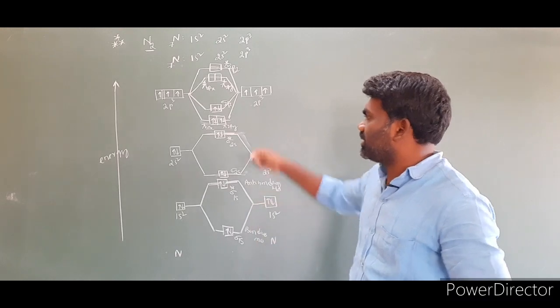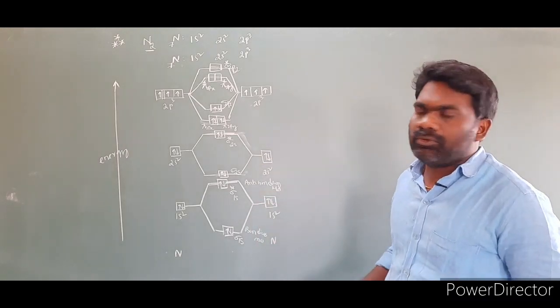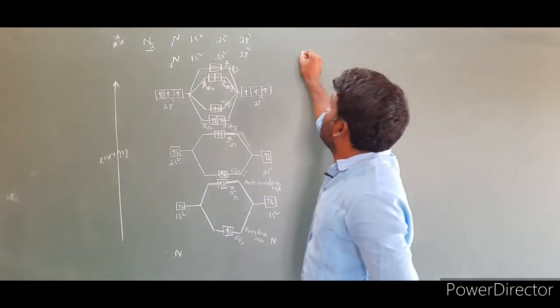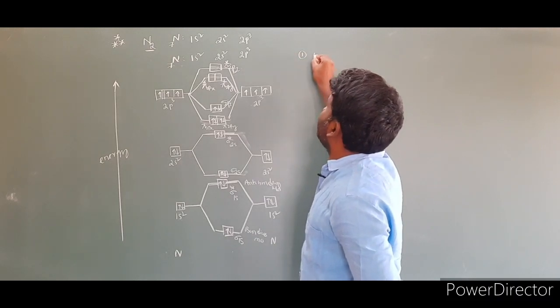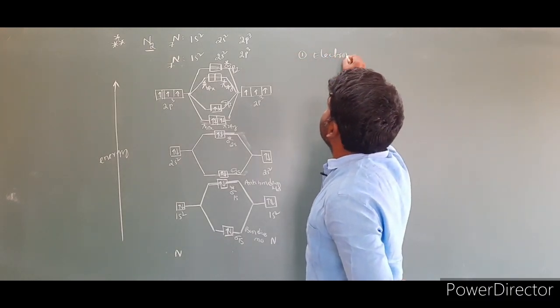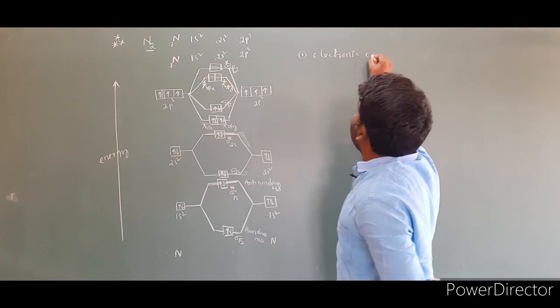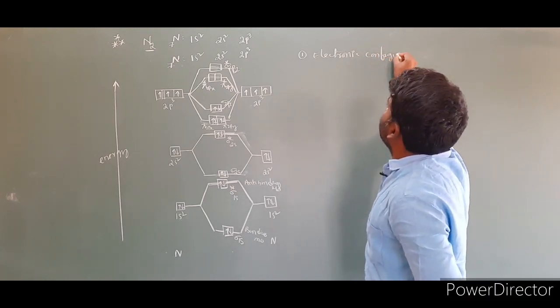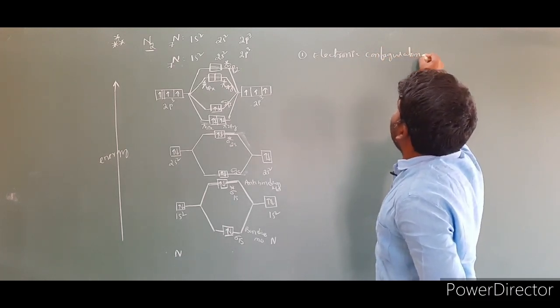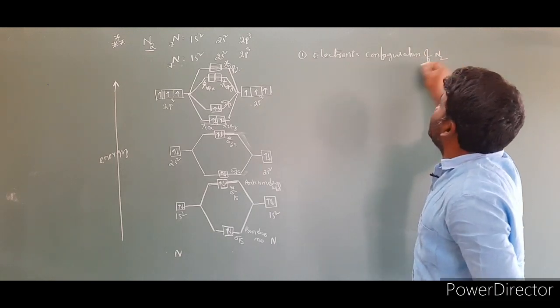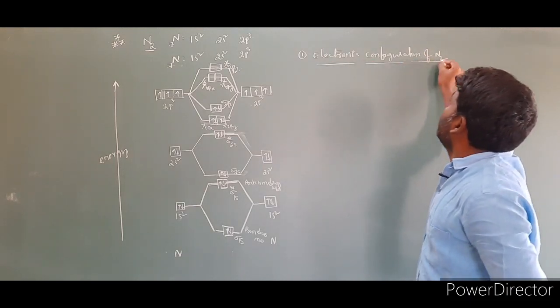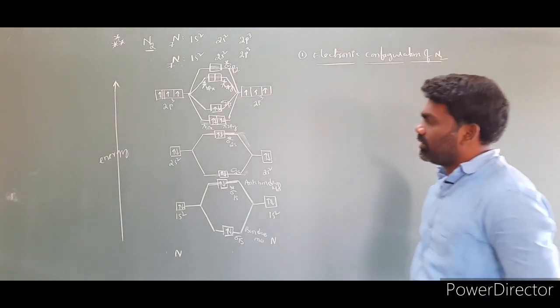So we filled the electrons in. Then what do we have to do? We have to write 3 points. The first one is the electronic configuration of the N2 molecule. So how do we write it?